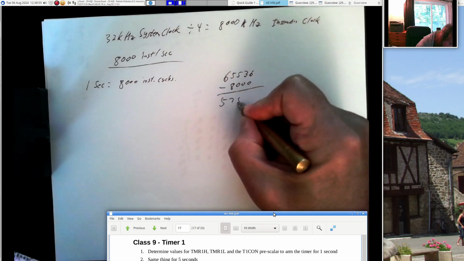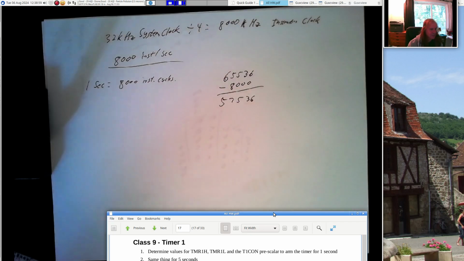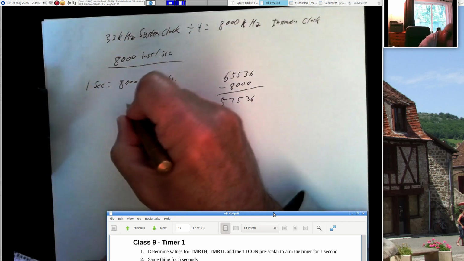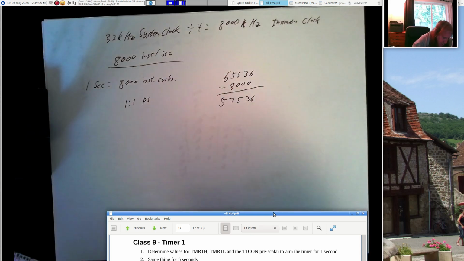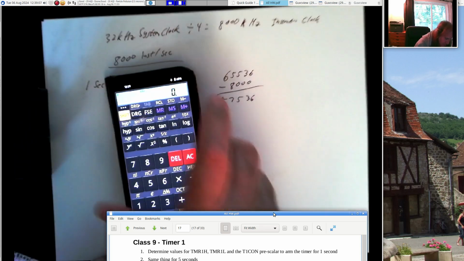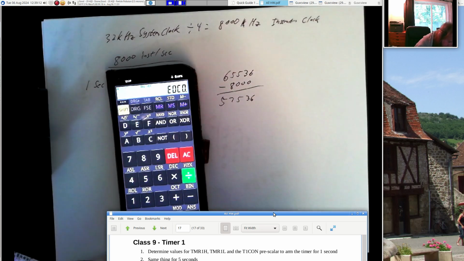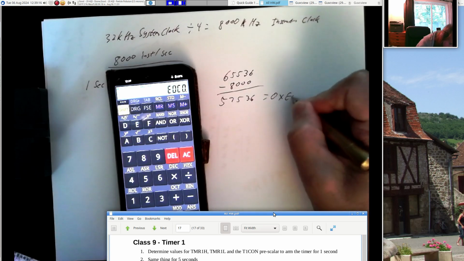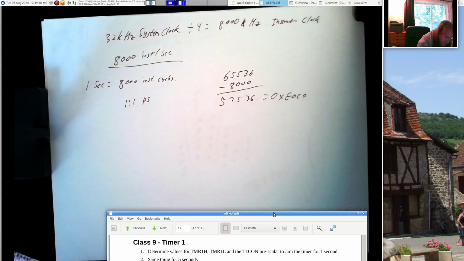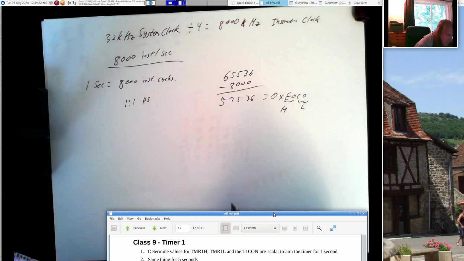And so 57,536, that should be the initial value in the timer registers. And this is for a 1-to-1 prescaler. So what values do we put into our timer registers? Well, take 57,536, convert it to hex, and you get E0C0. So E0 goes into the high register, and C0 goes into the low register.